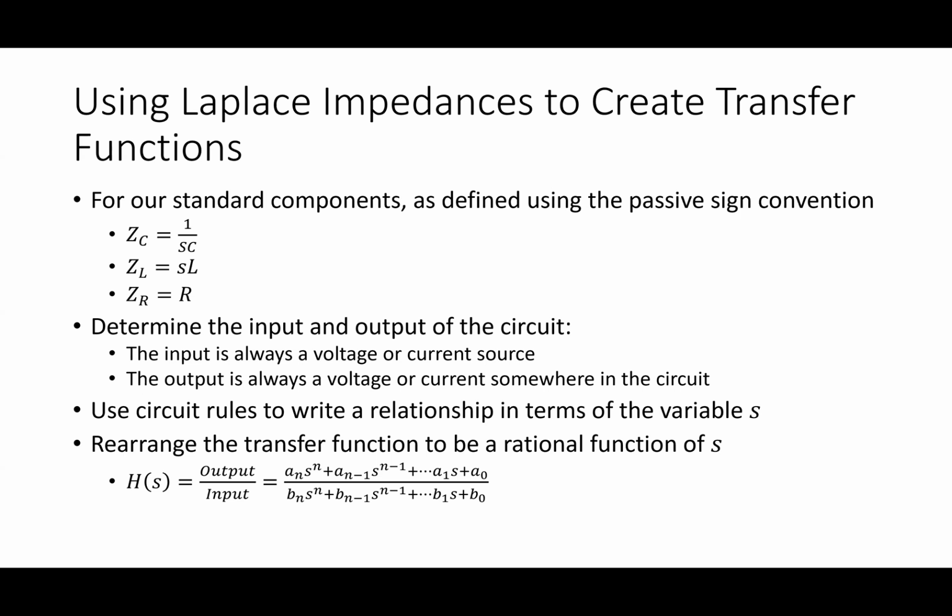And this is what a rational function of S is. Basically, it's a ratio of two polynomials of S. In other words, can I ever have a 1 over S? No. It has to somehow be in terms of a polynomial. Polynomials have S to the power of some positive integer. So it should always have that form. All right, so that's the basic approach we use to create the transfer function.